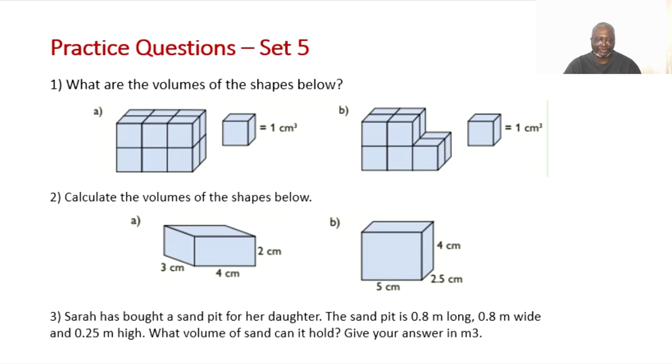Practice questions set 5. What are the volumes of the shapes below? You should know A, you should know B. All you need to do is use the square centimeter cubes to count the number. Note that some of the cubes are hidden, but if you look at the proportion of the side of the cube, you can tell that just 2 cubes are missing, which you can count. On A, and on B likewise, it's 2 cubes you cannot see. That can easily be accounted for.